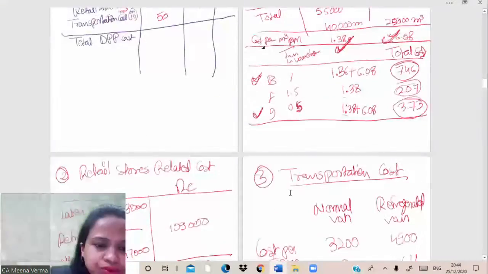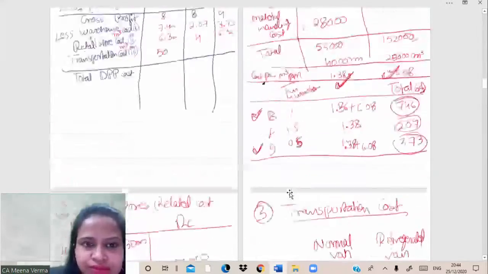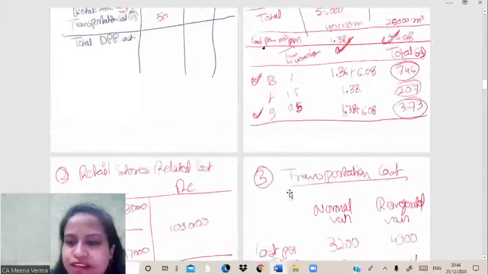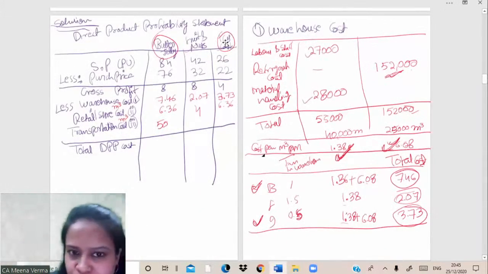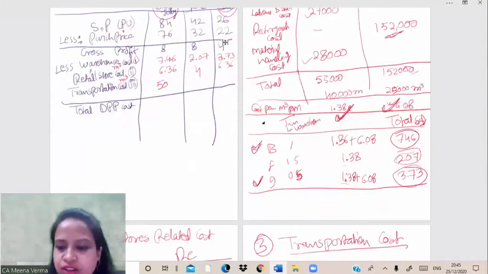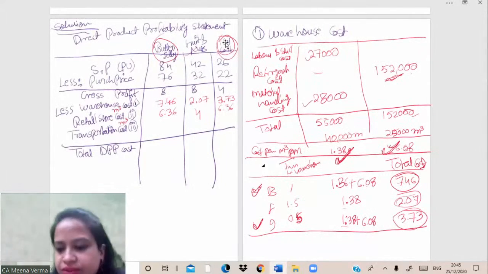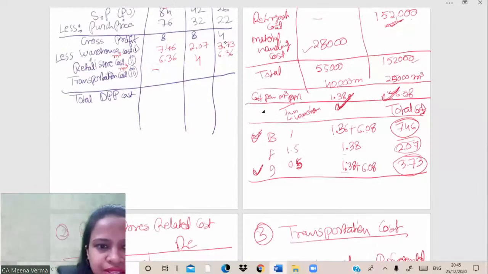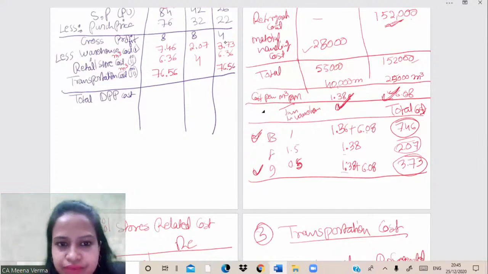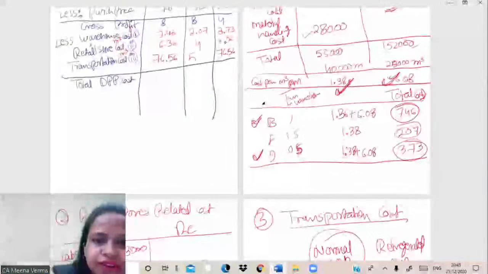Now let us see how to consider this. You are taking butter jelly and icy cool through refrigerated van. You have to keep the butter jelly and icy cool in refrigerated van. So we will consider this cost, 76.56, for these two products. And the other product you will take through normal van, which is 50.